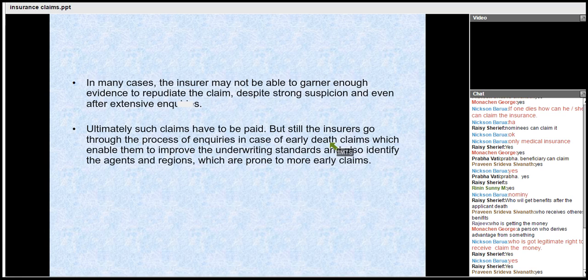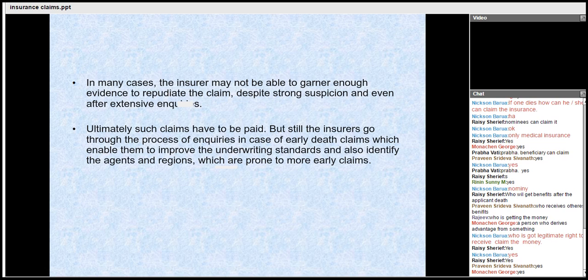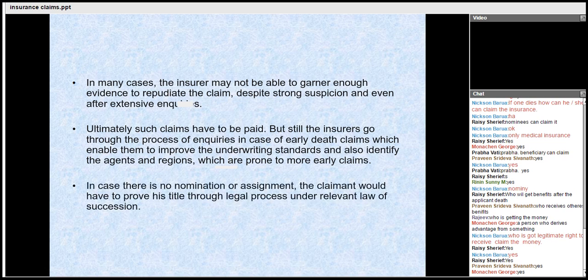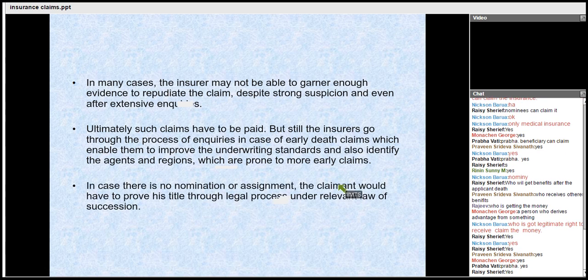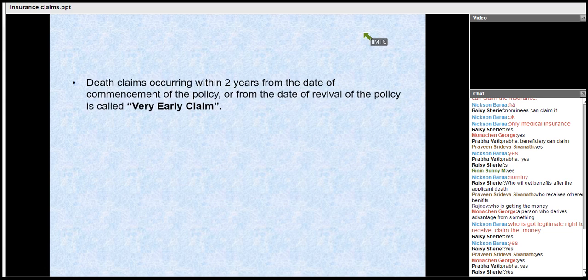In case of an early death claim, this enables them to review the underwriting standards and also identify the agents and regions which are prone to more early claims. Fine? And the following will be necessary. Is it clear? Are you able to follow? If there is no nomination or assignment, the claimant would have to prove his title through legal process under relevant law. Okay. Before I move ahead, can I know what is the definition of a beneficiary?